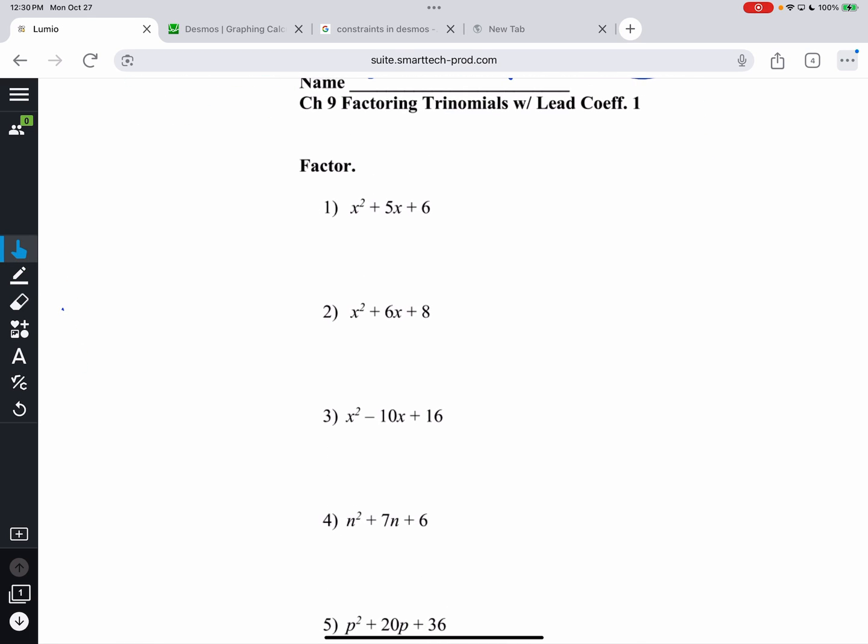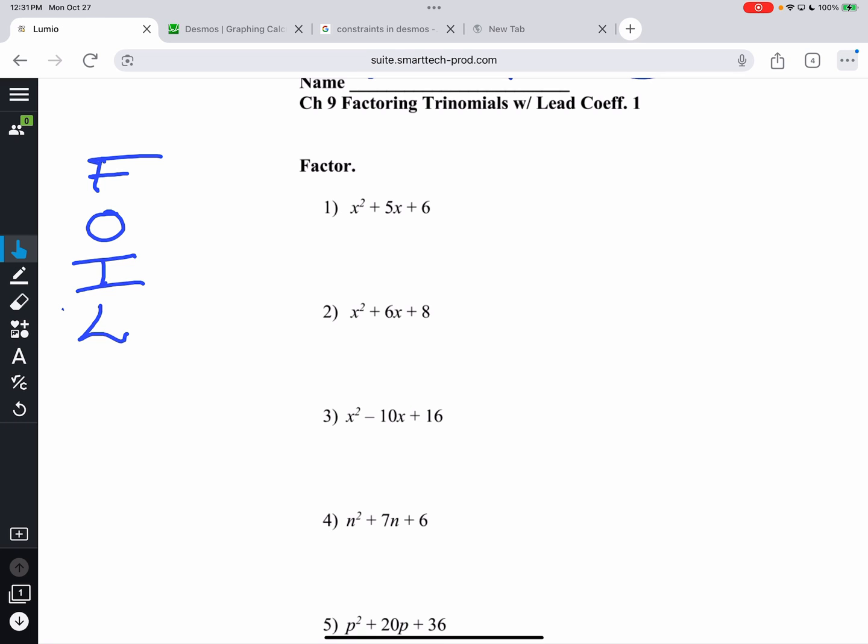So, remember this. FOIL. What is that? First, outer, inner, last. What operation do we use when you're foiling? Multiplication. All right? What we're going to do is figure out what the factors would be for these, which is like going backwards. We're going to figure out what was foiled to create this trinomial. Your trinomial is normally what you get when you foil.